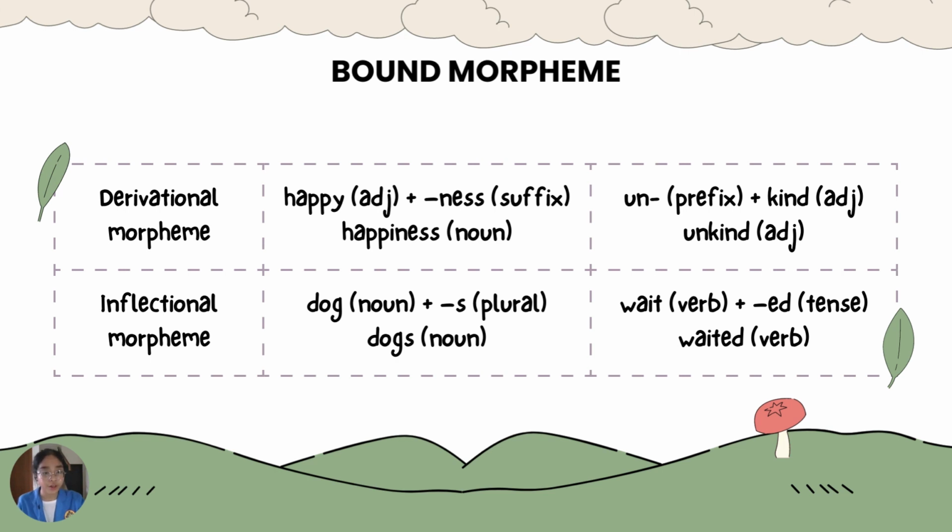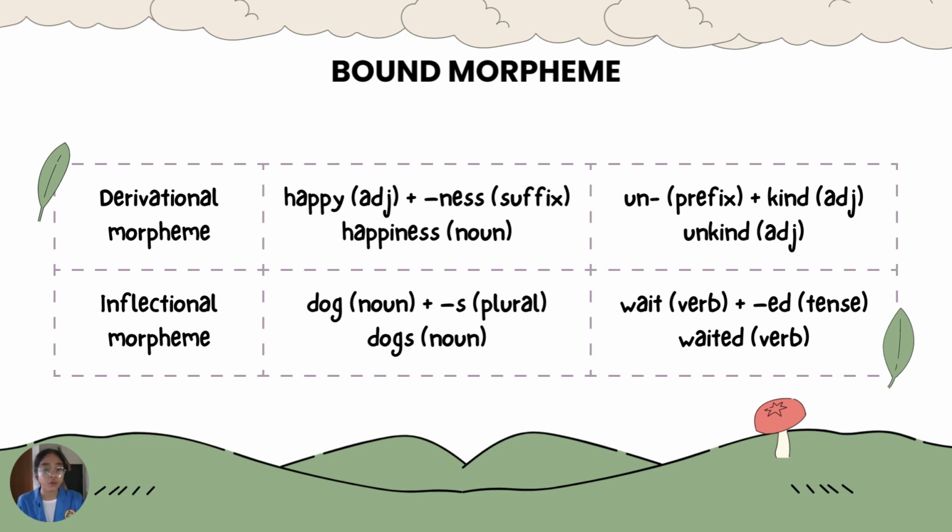Next, there are inflectional morphemes. Inflectional morphemes are not used to produce a new word, but rather to indicate the grammatical function of a word. Inflectional morphemes are used to show us if a word is plural or singular, past or present. For example, dogs. Dog is a noun and s is the plural. Dogs, it shows us that there is more than one dog.